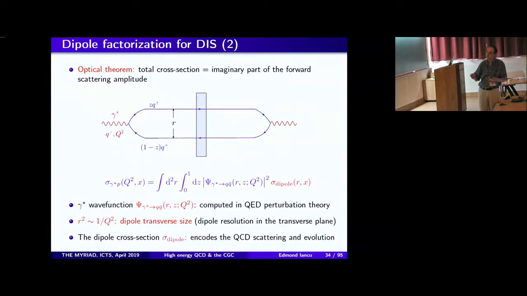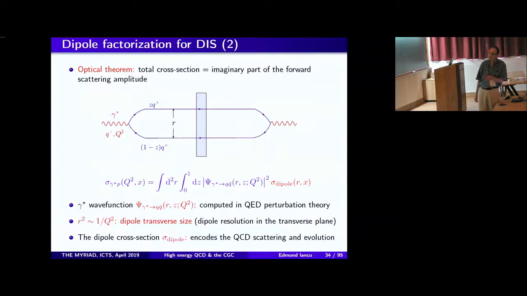So I want to compute the forward amplitude for the scattering between a gamma star and a shockwave. Forward means that the gamma star comes, splits into a quark antiquark dipole, the dipole scatters off the nucleus, which is a shockwave, and then it recombines back in a color singlet state, which gives the photon again. So it's a forward amplitude. And this whole process has a QED part, which is the splitting of the gamma star into Q Q bar, and a QCD part, which is the scattering between the dipole and the shockwave.